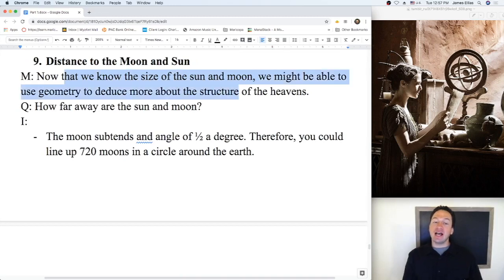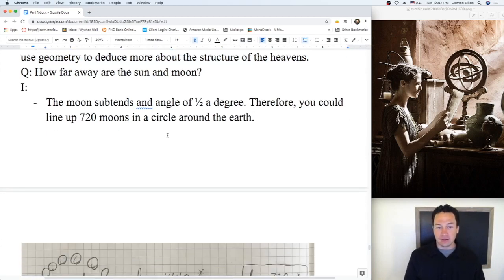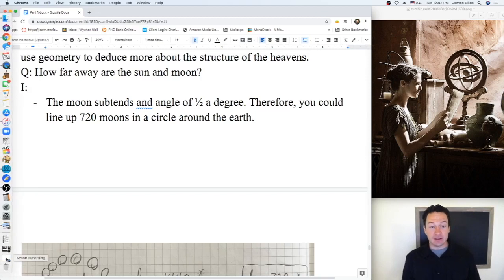Now that we know the size of the sun and moon, we might be able to use geometry to deduce more about the structure of the heavens. Specifically, let's see if we can get the distance to the moon and to the sun. Okay, so that's our question. Let's see if we can answer it.